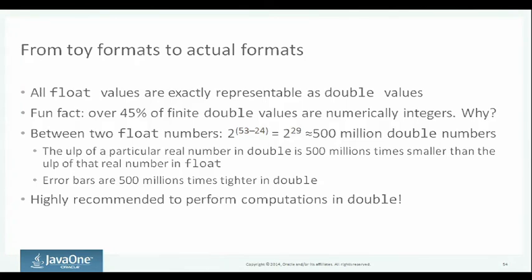One reason you might think that double is twice as big as float, but that's not the only way to think of it. Because of the increased precision, between any two representable float numbers, there are about 500 million double numbers. So that means the ULP of a particular value as a double is 500 million times smaller than the ULP of a float. The error bars are 500 million times smaller. And it's highly recommended to perform computations in double instead of float for that reason. Because you have so much extra precision, the likelihood you'll run into a numerical problem is much, much less.